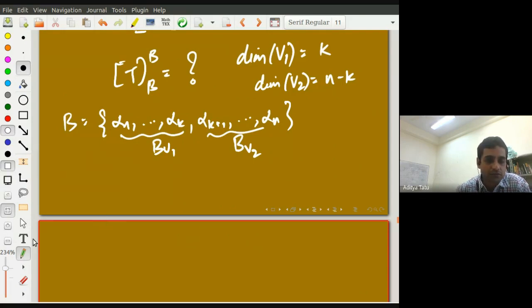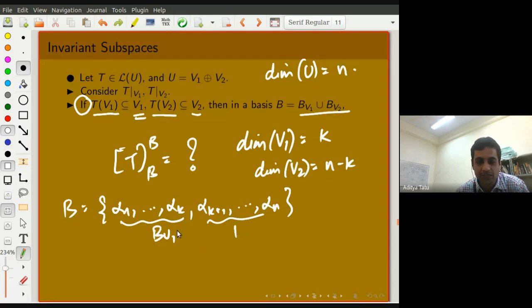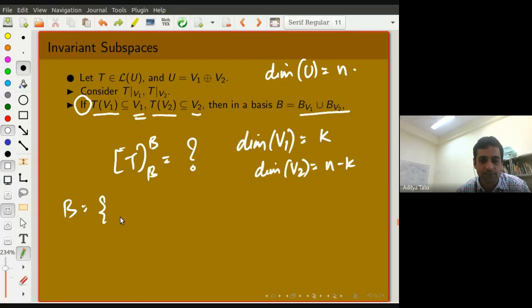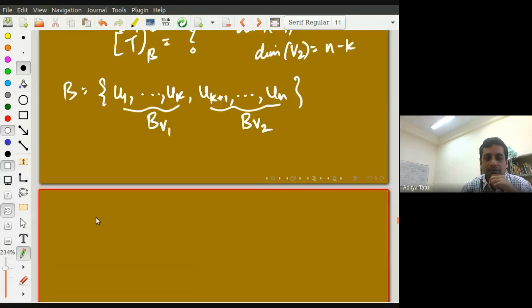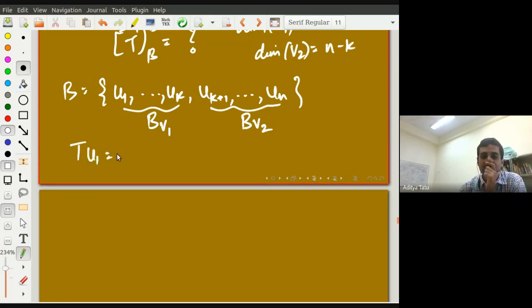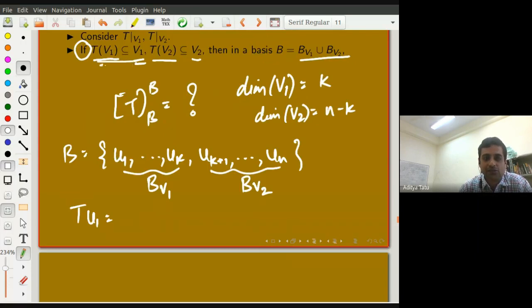Or if you want, I can use the same notation that I've been using for the bases. Here, U1 to UK are a basis of the subspace V1, and UK plus 1 to UN, let's say, are the basis of the subspace V2. For example, if I want to find this matrix, I'm of course going to do the same thing that I've been doing. What can T U1 be, given that this is true?